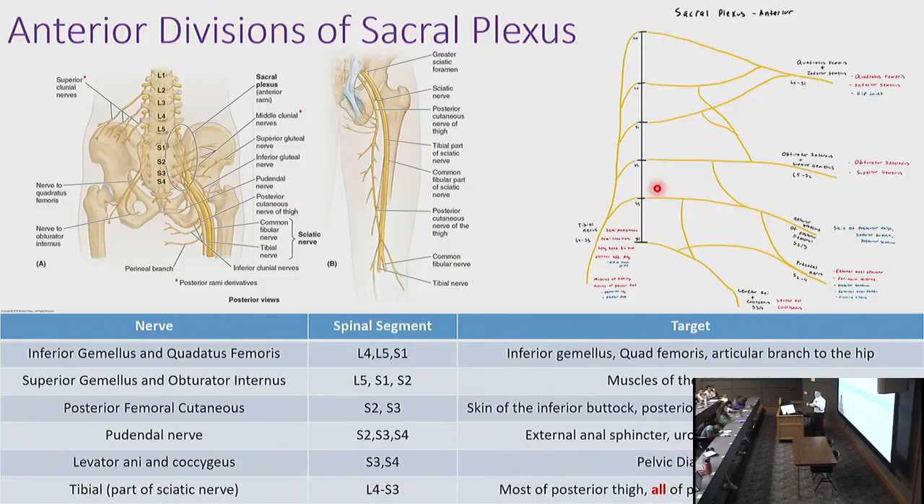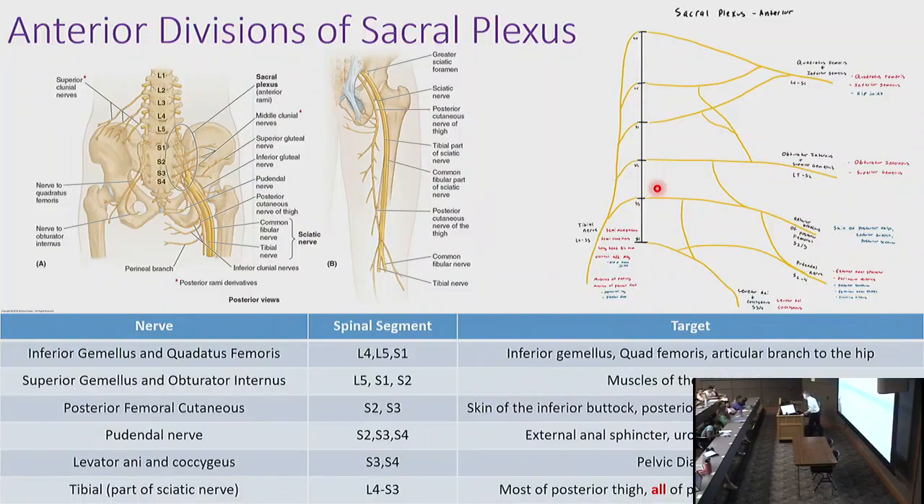Our pudendal nerve, again, really important for the innervation of our perineum. That's going to be S2, 3, and 4. And that's going to go to the external sphincter, urogenital triangle, and more. All of that perineum area, a good amount of it is pudendal nerve. And then S3 and 4, levator ani and coccygeus muscle. So if you damage that nerve to the levator ani and coccygeus muscle, that might be another way that you get that pelvic prolapse, as opposed to damage to the muscle, you just damage the nerve.